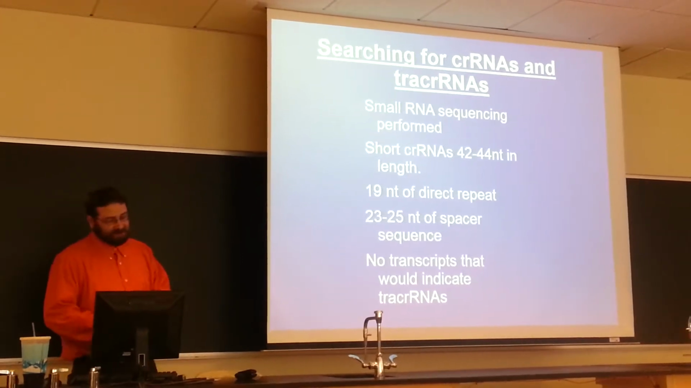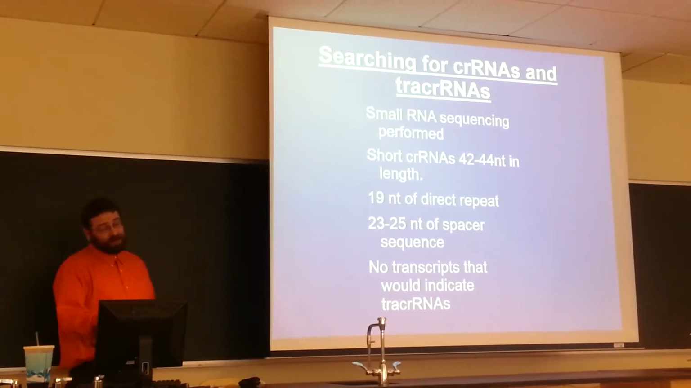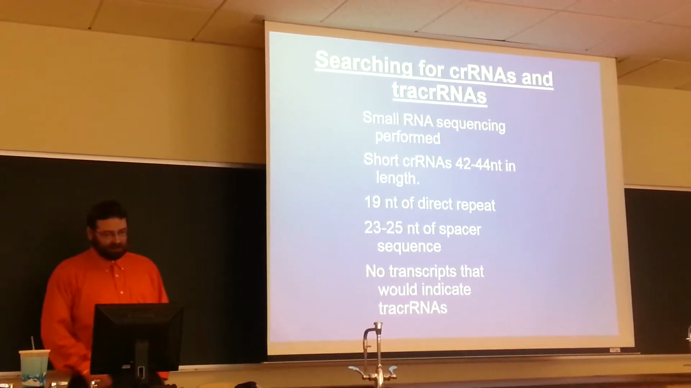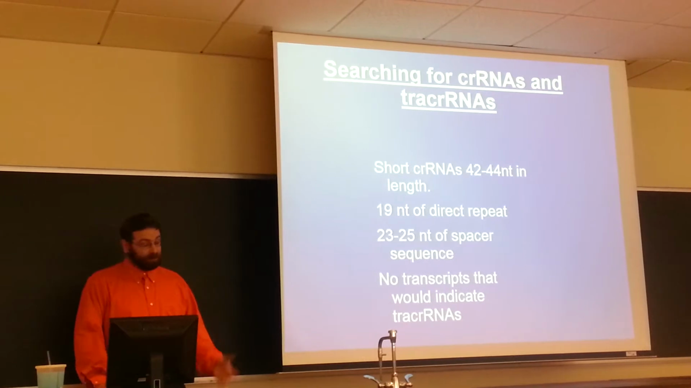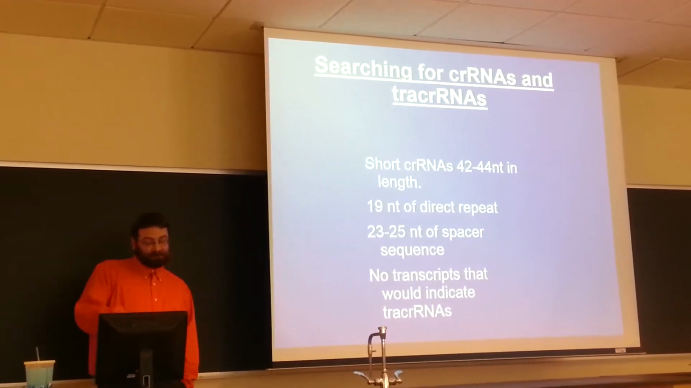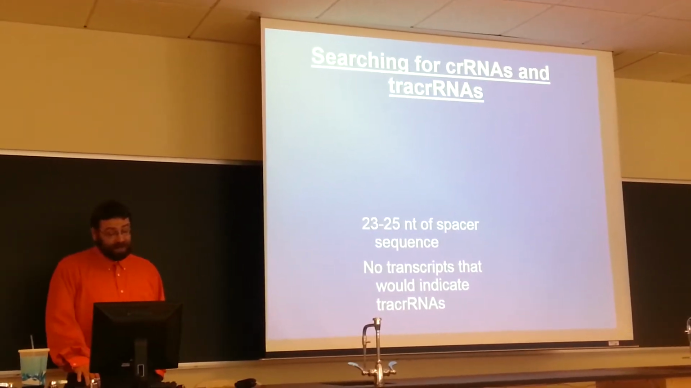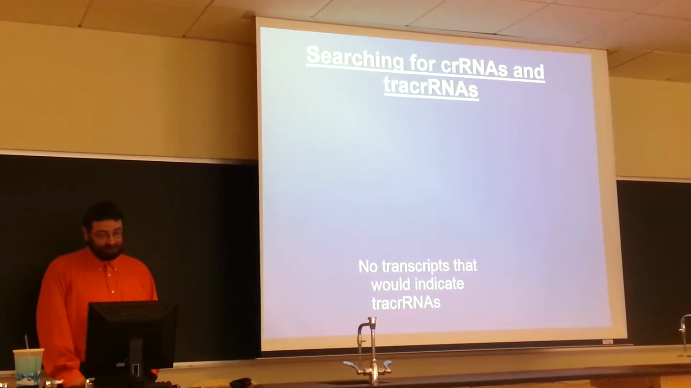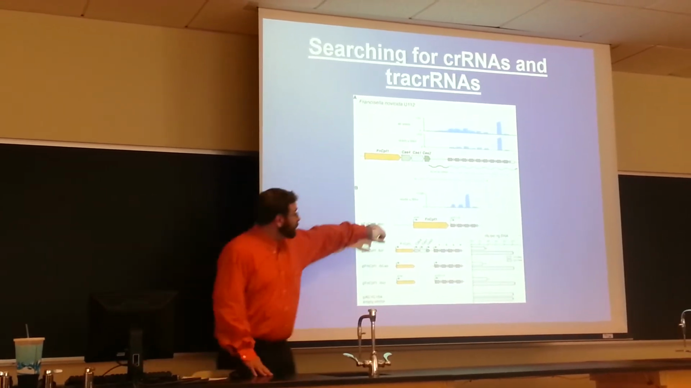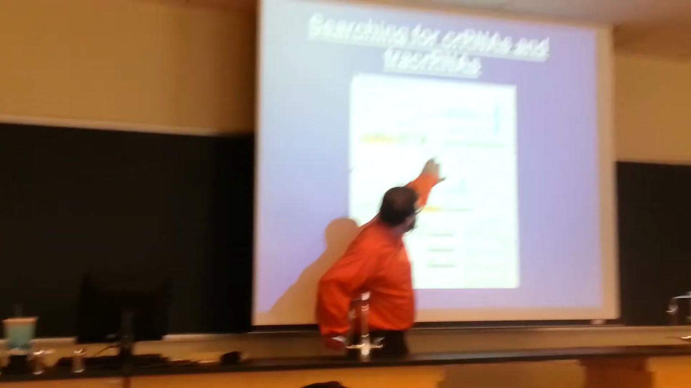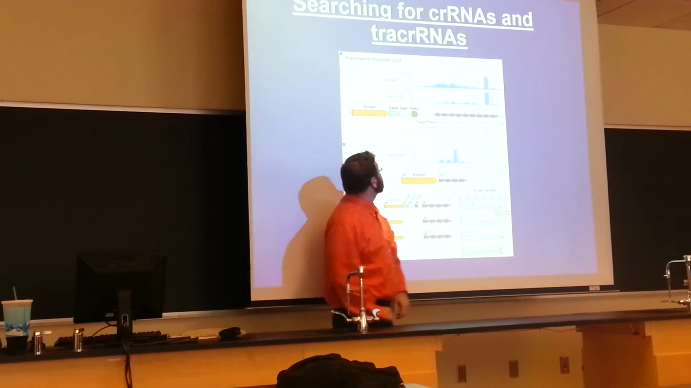They wanted to make sure that it was just cRNAs, or this is before they actually knew it was just cRNAs. For the cRNAs and the tracer RNAs, they did a small shotgun, or small RNA sequencing. They found short cRNAs with 42 to 44 nucleotides in length, 19 nucleotides of direct repeat, 23 to 25 nucleotides of spacer sequence, and then no transcripts at all that are indicating tracer RNAs. And we're going to see that up here with the 42 to 44 repeating area. You see that it's reading less than 50 nucleotides. You get that real heavy there.